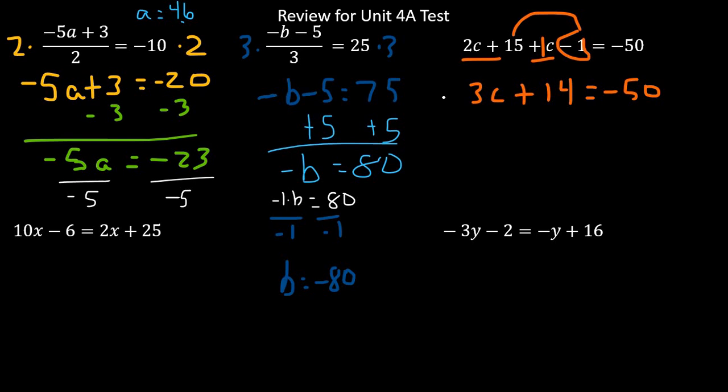Now we get rid of the stuff that's on the same side of the letter but not touching it. That's the positive 14. The opposite or inverse is subtracting 14. So we subtract 14 on both sides. That's going to give us 3c equals negative 64. And then, of course, 3c means 3 times c. So we want to divide both sides by 3. And this time it's going to give you a nice little infinite repeating decimal. You probably just, in this kind of case, don't round.